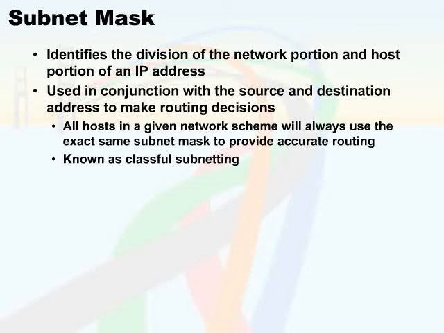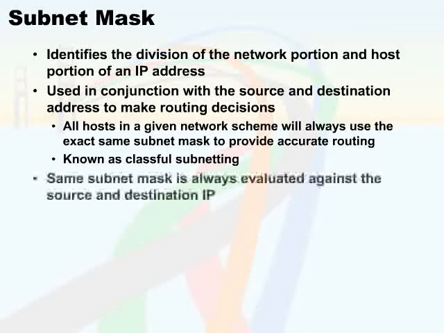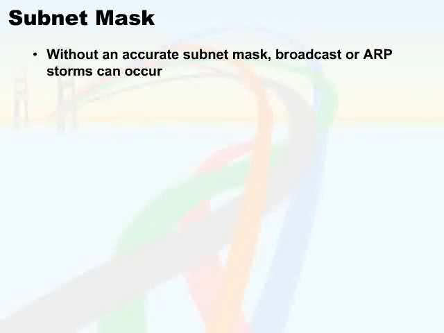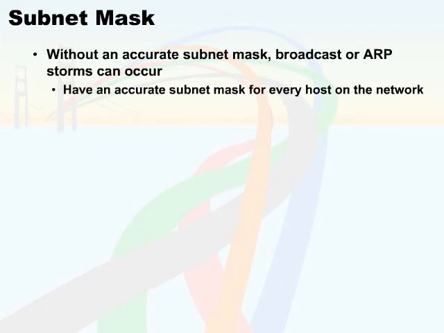But with a classful subnetting process, the same subnet mask is always evaluated against both the source and the destination IP. This is done by the local host to determine whether it's supposed to send the packet to a local host directly or if it needs to send the packet to the default gateway so that it can be routed to a remote segment. Without an accurate subnet mask, things like broadcast storms for ARP, commonly known as ARP storms, can occur. So we need to make sure that we do have an accurate subnet mask for every host on our network.